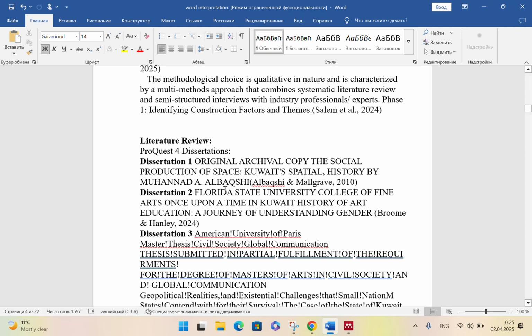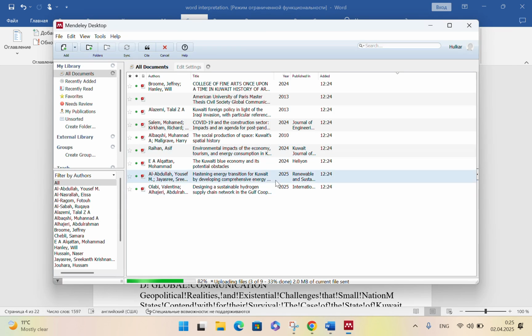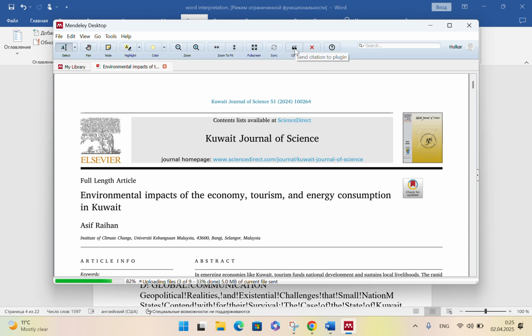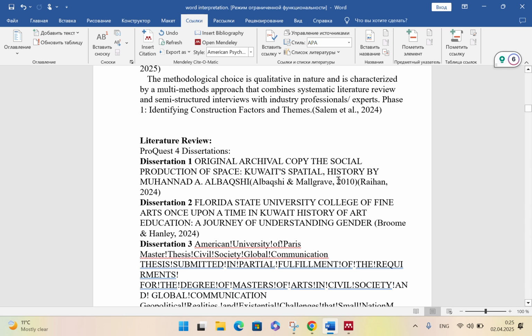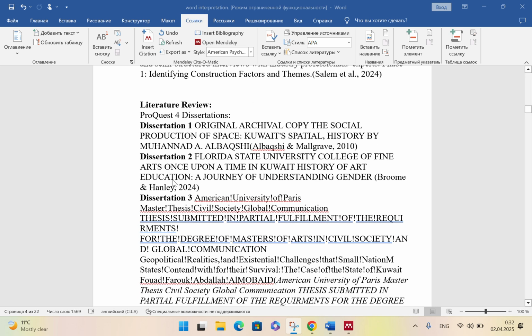And now we go to the Word file and insert the citation, go to Mendeley, and you need to choose the dissertation. I will choose this one because I got the sentences from it. As you can see, Mendeley gives us the author of the article or dissertation in order to find it easily. So I have already done 4 dissertations there.